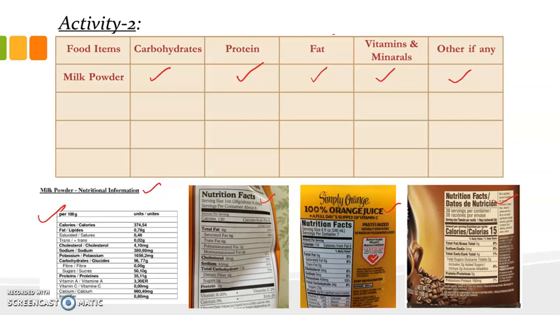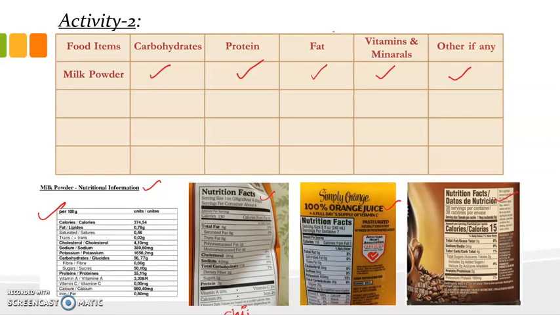These are the nutritional information of other packed food items. This is the nutritional information of chips, this is the nutritional information of orange juice, and this is the nutritional information of coffee powder. You can do this activity, and it is interesting to find out the components, and you have to put a tick mark in that particular column. Okay, I hope you understand this activity too.